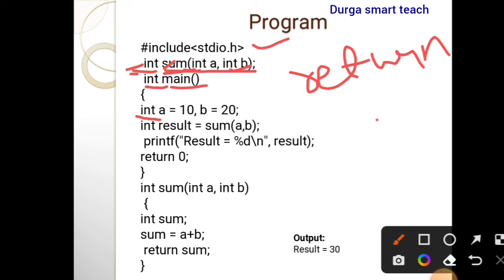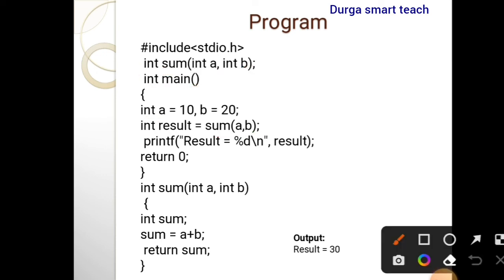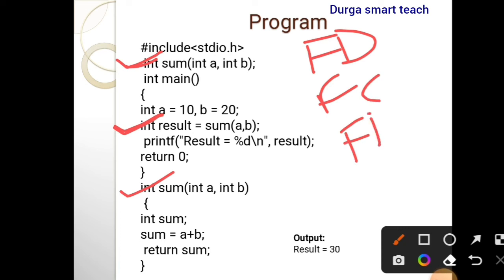int a = 10, so I am storing 10, and b = 20. Next, int result = sum(a, b). What is this? A function contains three terms: function declaration, function definition and function call. In this program, this is the function declaration, this is the function call and this is the function definition.